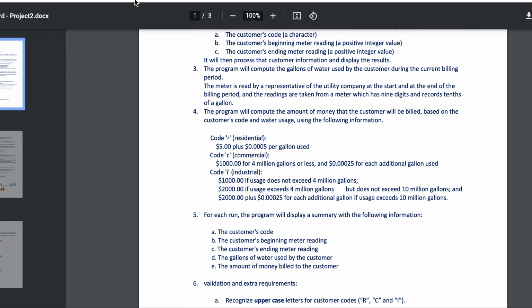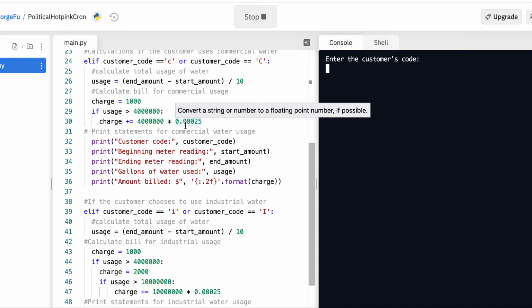For this, this is for commercial, right guys? So we're going to equate charge as 1,000, and if usage, as specified from the instructions, is greater than 4 million, the charge would be 4 million times each gallon used, so 0.0025. So that was basically how we got those numbers. It's basically from the instructions and you just equated it into the equation.